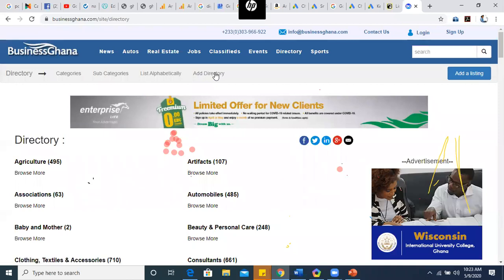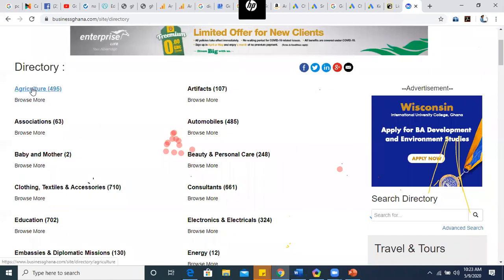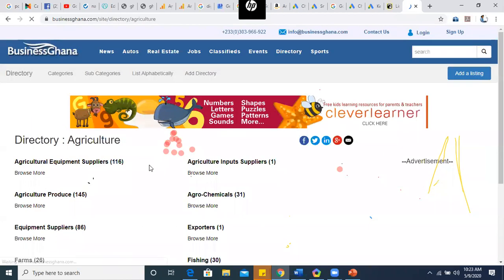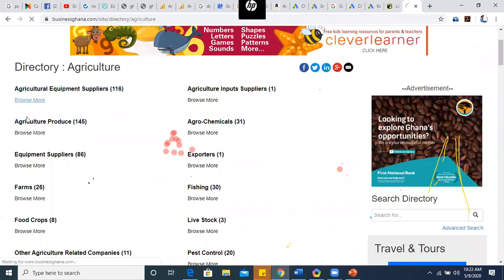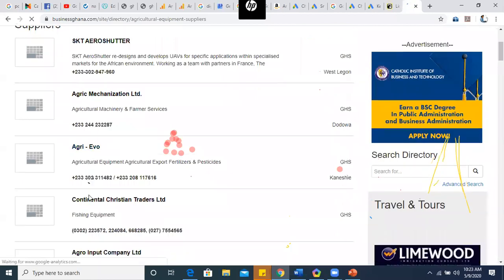You can look at the thing that people are looking for, and they will come for you. And you see that if you look at those who are doing agriculture, and you open, more than companies in Ghana that are doing agriculture, they are here. They have their products here. And if you come inside that one, you see all the companies that are here.